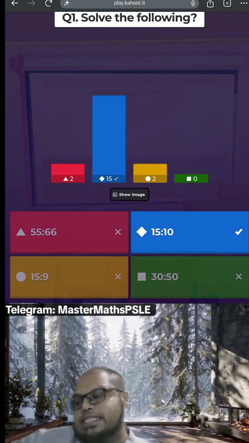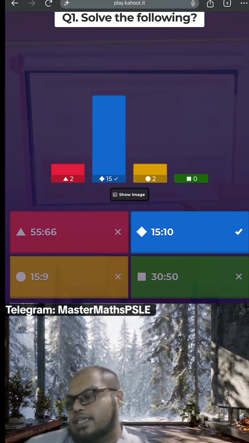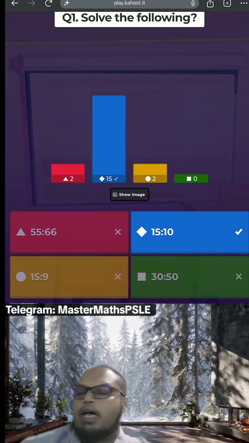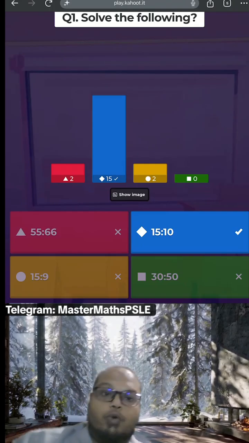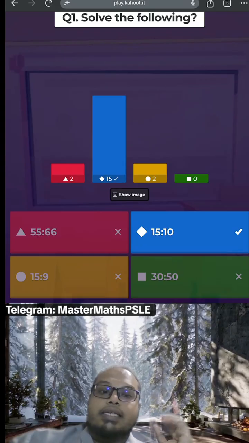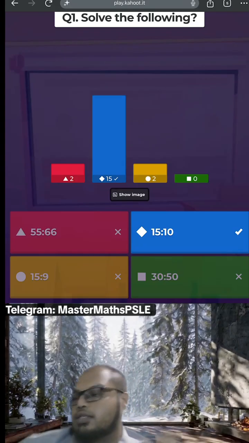Yes, blue is correct. If you are not sure, basically when ratios are equivalent, they share the same simplest form.